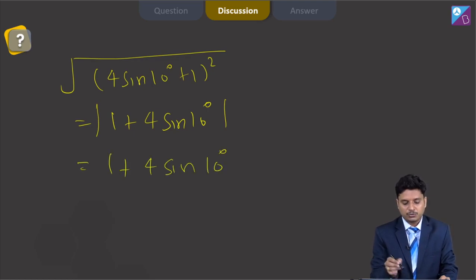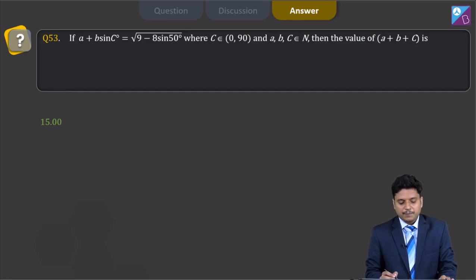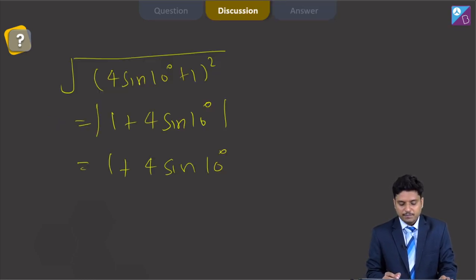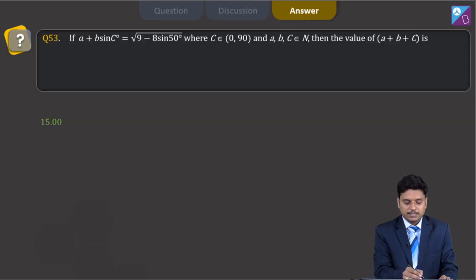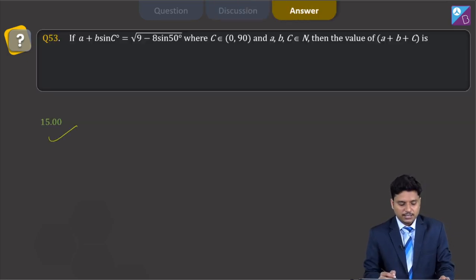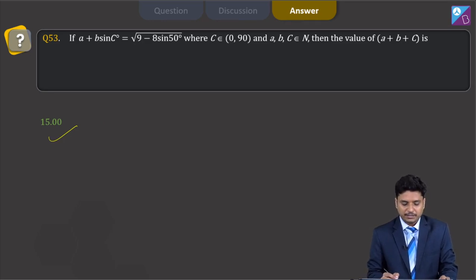Now you just have to compare it with a plus b sine c. So what is a? A is 1, b is 4 and c is 10. So a plus b plus c is 15. So the answer will be 15 for question number 53. Quite an easy question, although a little observation and hit and trial is involved.